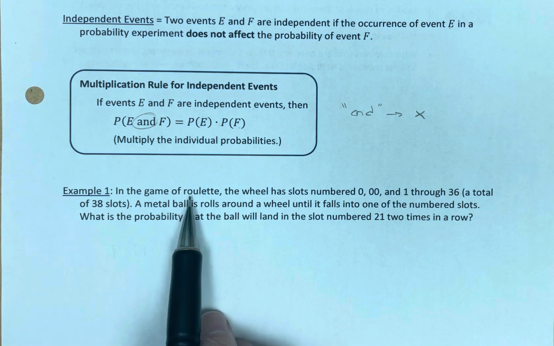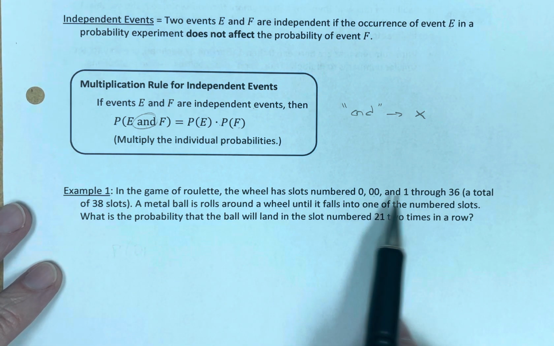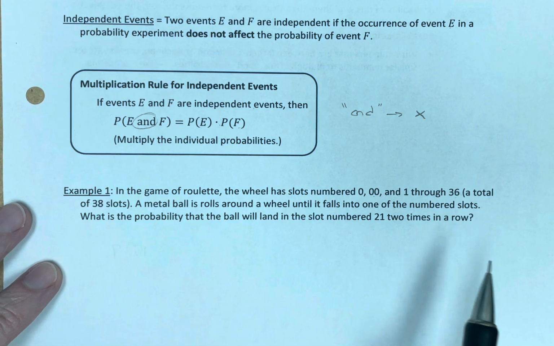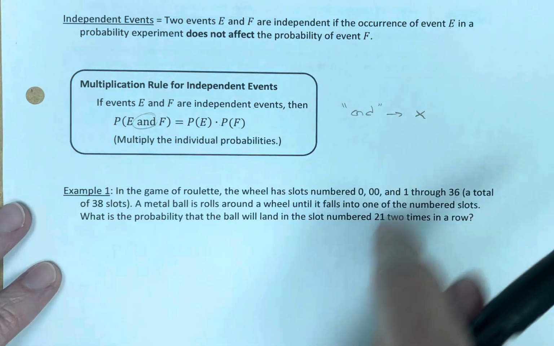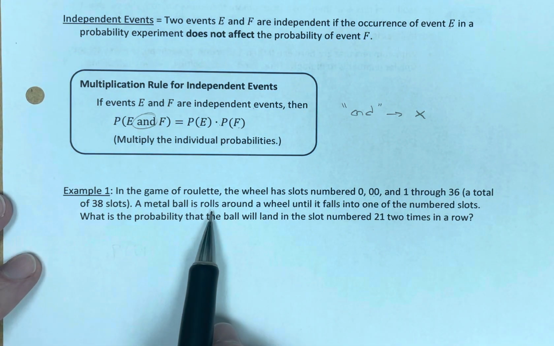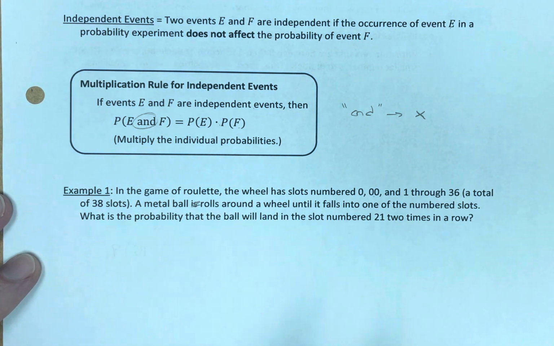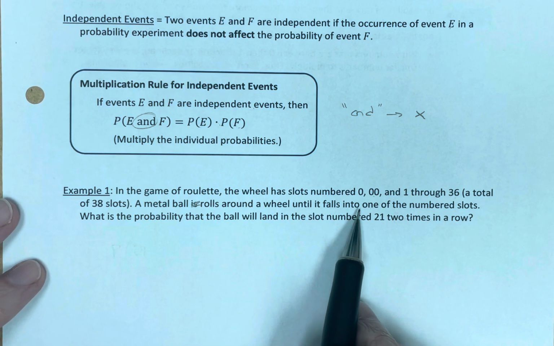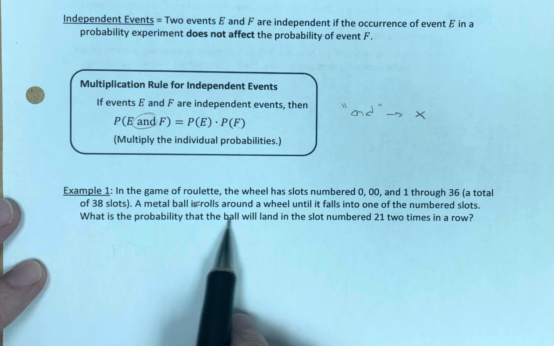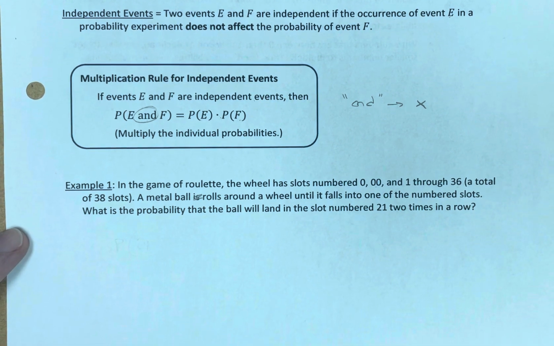In the game of roulette, the wheel has slots numbered 0, 00, and 1 through 36. So there are a total of 38 slots, and the ball lands in one of those 38 slots. A metal ball rolls around a wheel until it falls into one of the numbered slots. What is the probability that the ball will land in slot number 21 two times in a row?